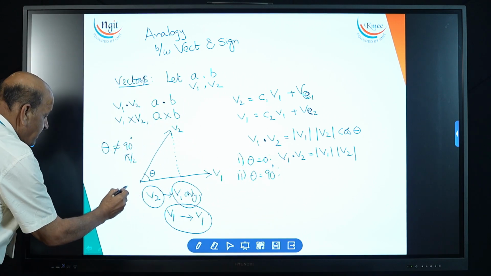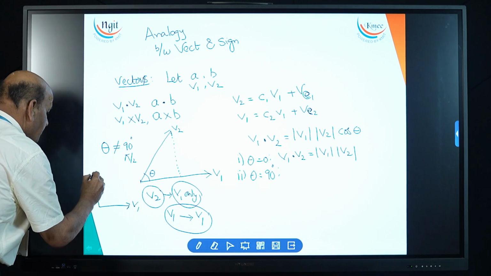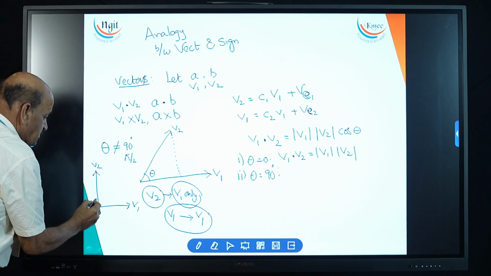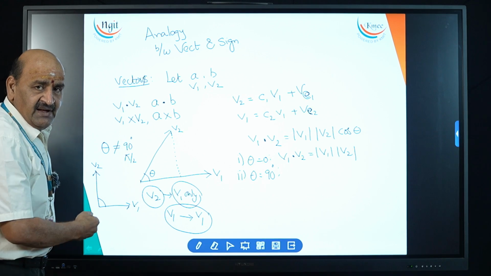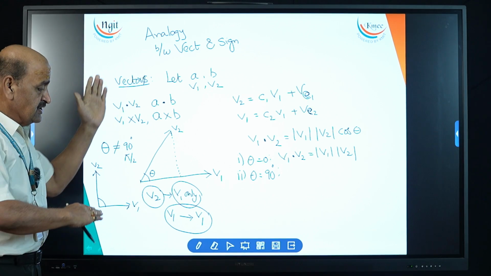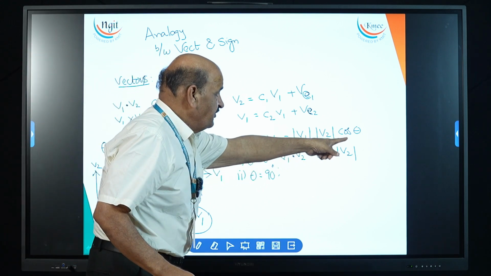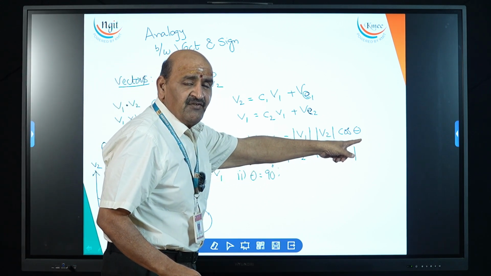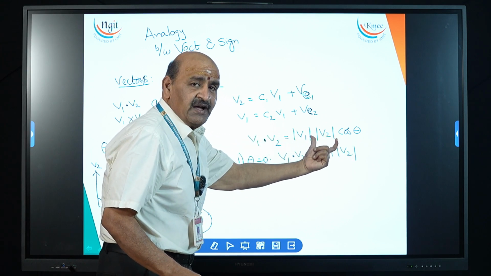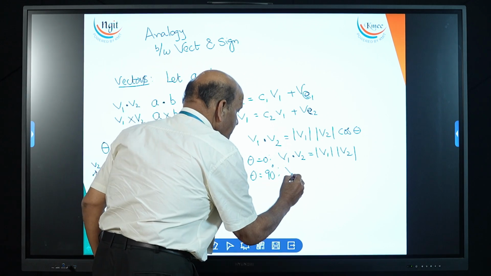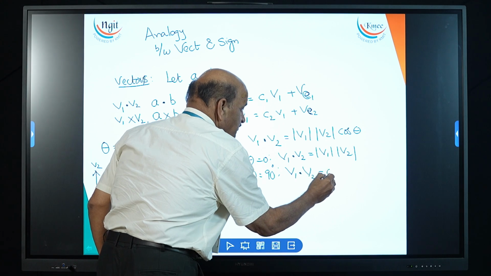Just look at, this is the vector V1. Now here, the vector V2. Now these two are perpendicular. This is 90 degrees, a right angle, just like that. Understanding? In this case, cos 90 is what? Cos 90 value is how much? 0. The entire RHS will become 0. Then the output will be V1 dot V2 equal to 0.